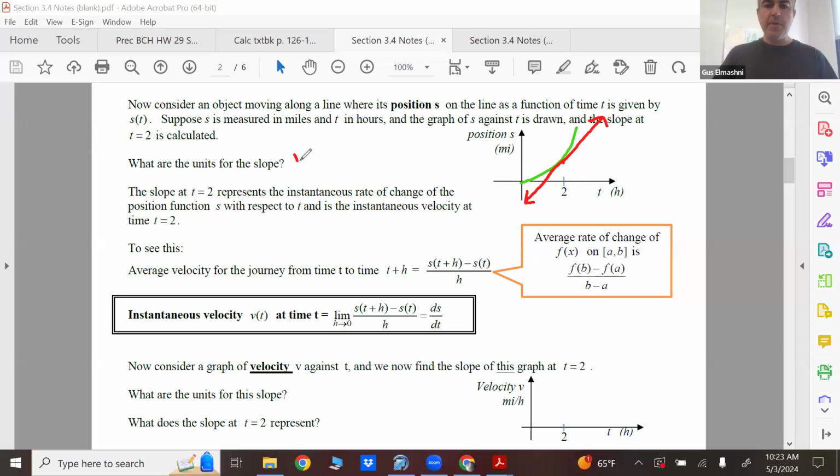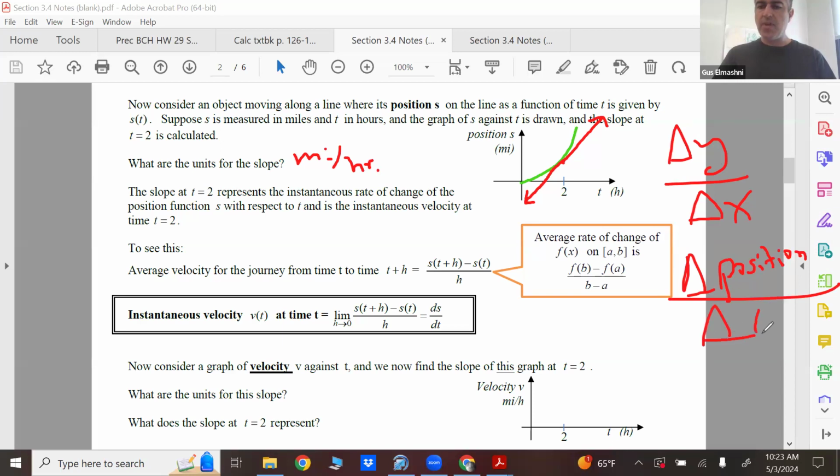So what are the units for the slope? Miles per hour, right? Because think about it, you're doing the change in y over change in x. What's your change in y? Change in position. What's your change in x? Change in time. So you want to see how those compare with each other. So the slope at t equals 2 represents the instantaneous rate of change of the position function with respect to time t. And we also call it instantaneous velocity at time t equals 2.